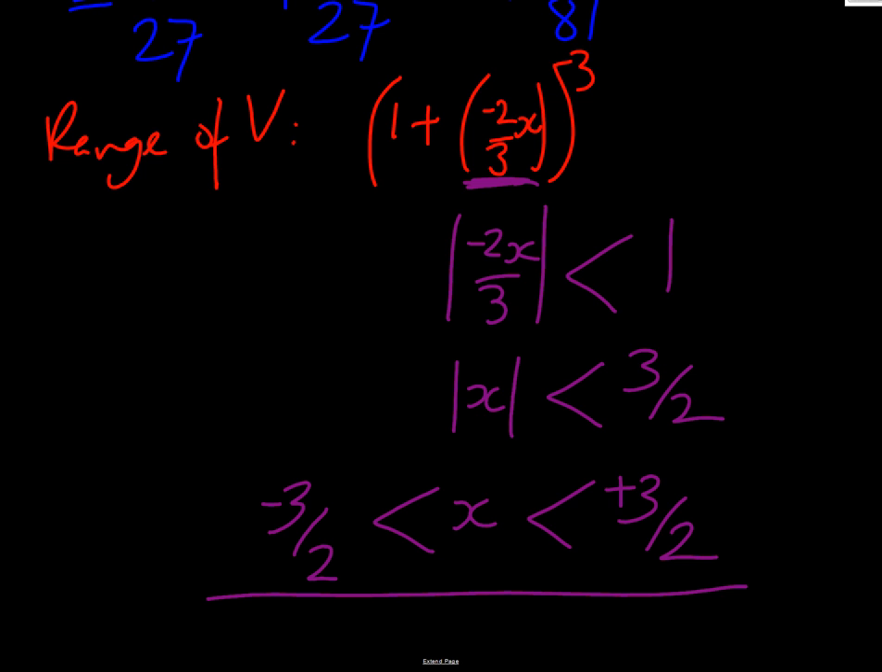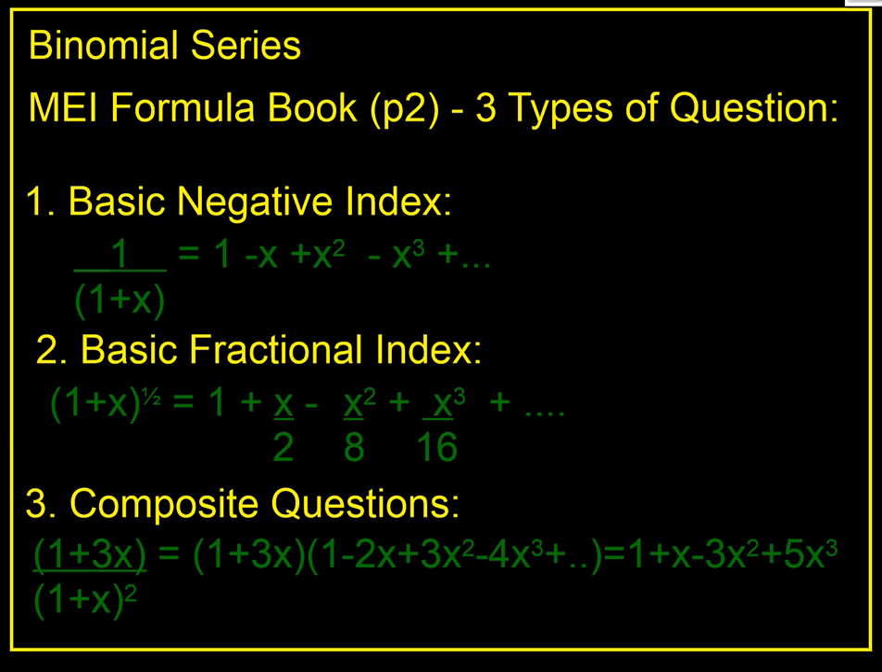So there we are. Quick summary on the final page. For these questions, we used the general formula in the formula book on page 2, and we have 3 types of question. One of which is a negative index, one of which is a fractional index, and our final example here is some composite problem where there's an algebraic factor on the numerator and an algebraic factor on the denominator, which we're going to have to expand using binomial.